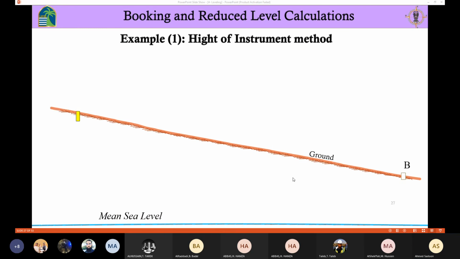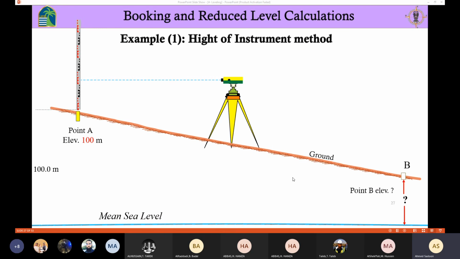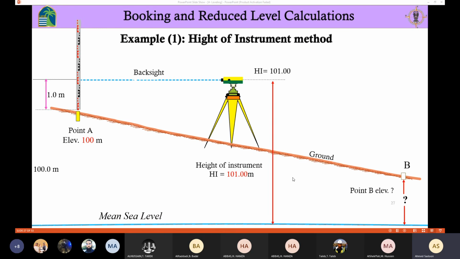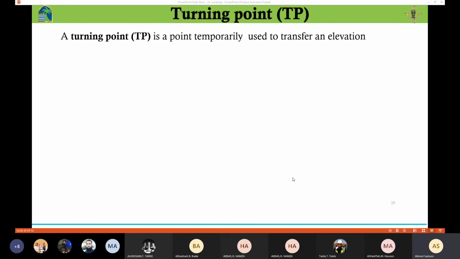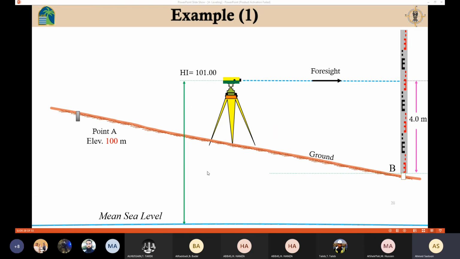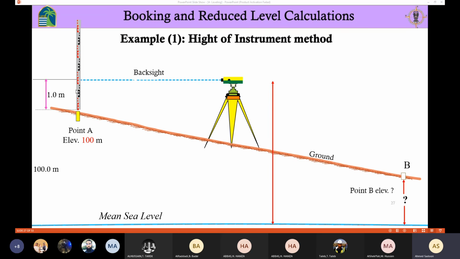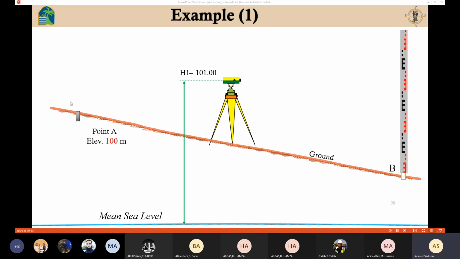So let's see here, we solved this example already. We determined the value of the point B, right? So we could also make a check here in this example. The value of the backside here came out to be 1 meter, right? And the value of the foreside came out to be 4 meters. So the difference is 3 meters, right?